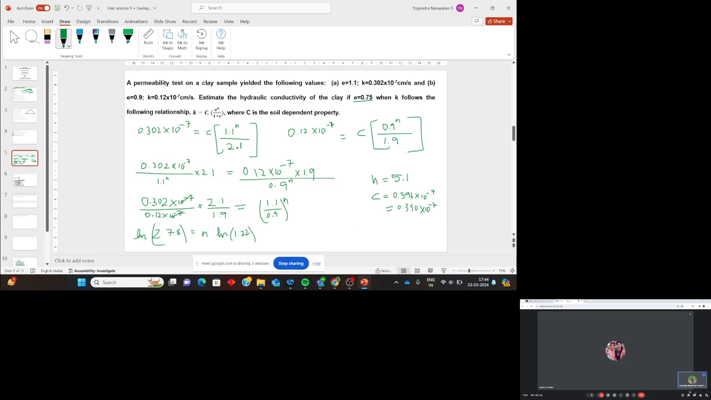How much are you getting? Where n value is 4.46. Yes, sir. Wait, sir. See, 0.302 into 10 power minus 7 is equal to C into 1.1 power n divided by 2.1. And in the similar way, this is 0.9 power n by 1.9. So when you equate C, you will be left with this. Are you getting this expression?